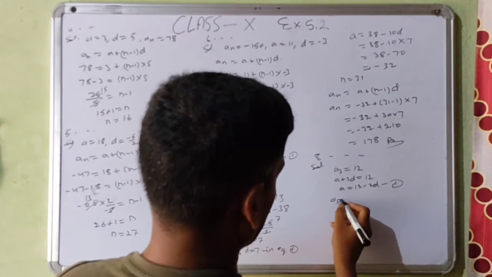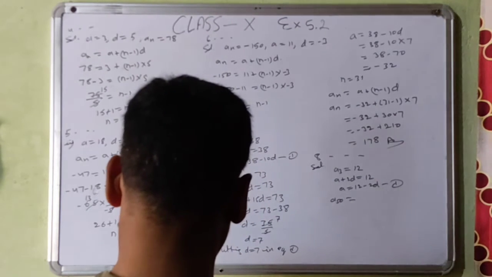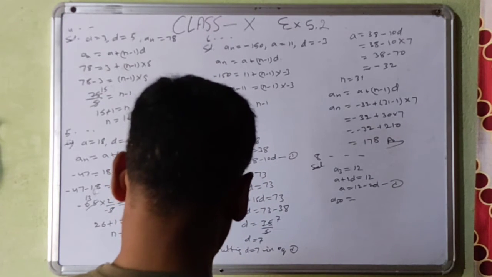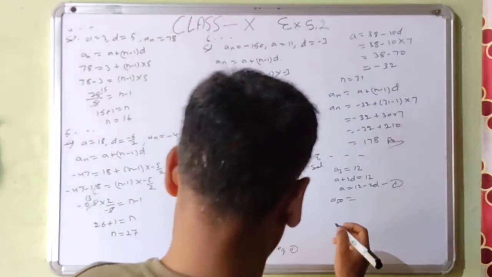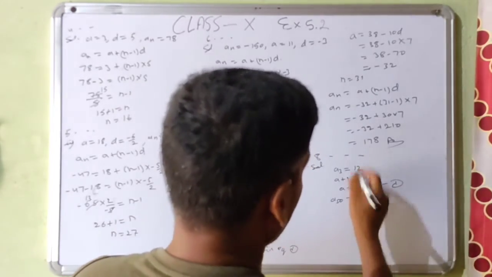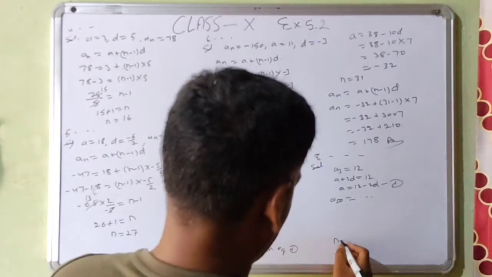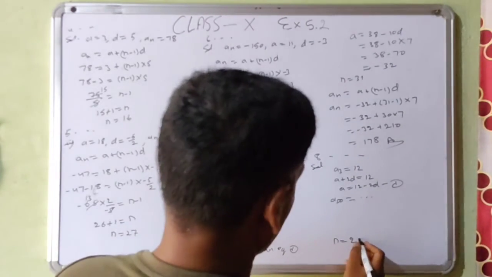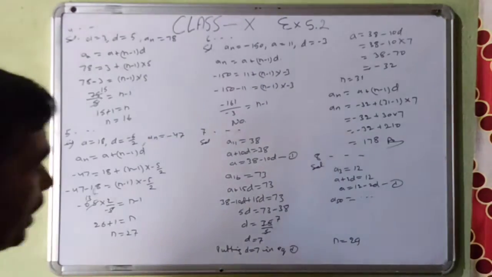And then A50 is also given. Something is missing here. Something is missing in the book, I think 106 can be there. And similarly you will solve that one. Here n is equal to 29 is given.